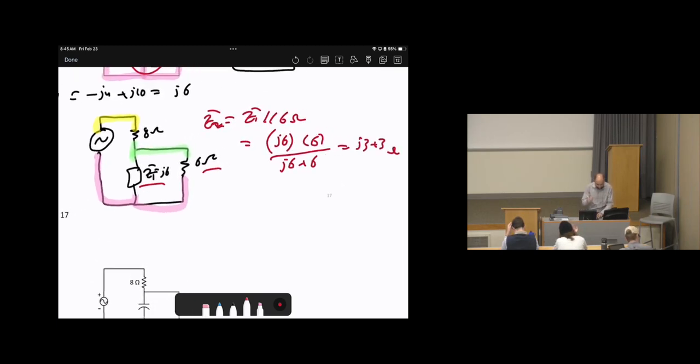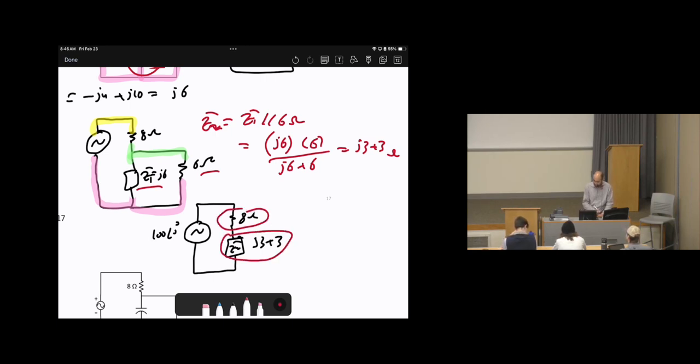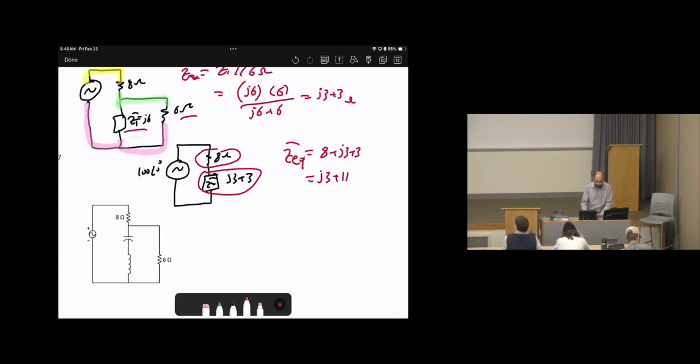Then the next thing, redraw the circuit again. Here is V source, which is 100 angle 0. Here is 8 ohms. This is Z2 bar, which is J3 plus 3. Now, what's the relationship between Z2 bar and the 8 ohms? Series. Then Z equivalent will be 8 plus J3 plus 3, which is J3 plus 11. That's the equivalent.